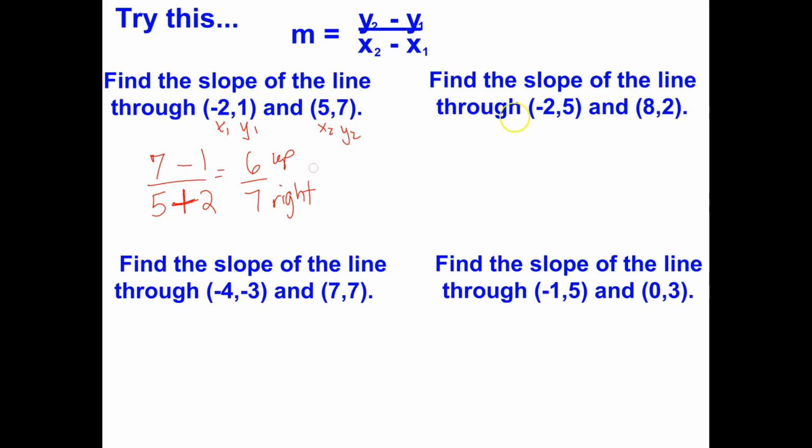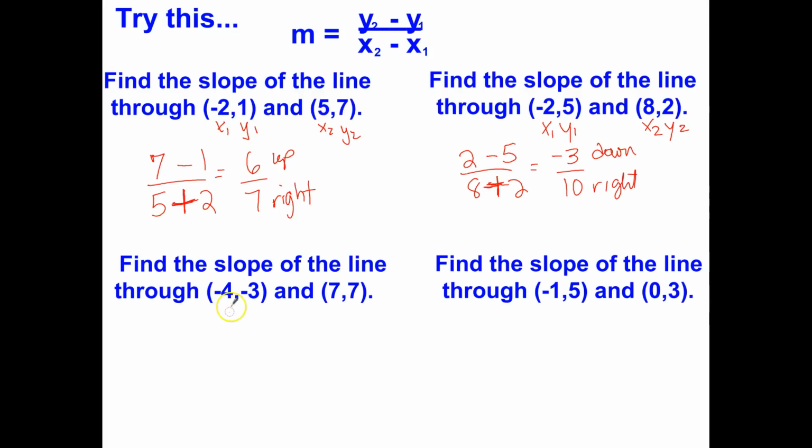All right, find the slope of the line through negative 2, 5, and 8, 2. Let's label x sub 1, y sub 1, subscripts to distinguish between the values. X sub 2, y sub 2. Let's plug them in. 2 minus y sub 1 is 5 over 8 minus x sub 2 is negative 2. Twinning. So 2 minus 5 is negative 3. 8 plus 2 is 10. That means we go down and then we go to the right.